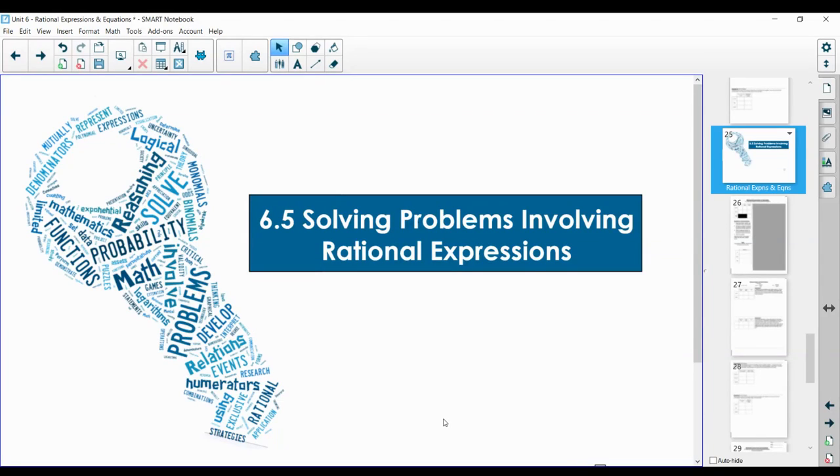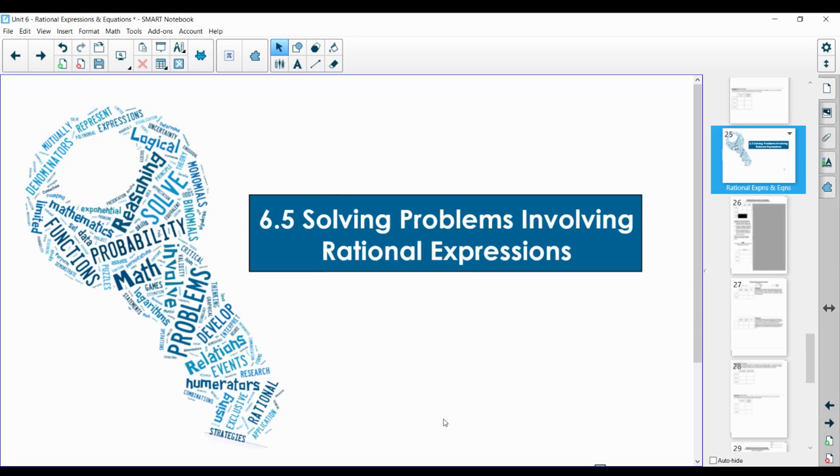All right, welcome guys. Today we are going to be looking at the last lesson in this unit. So we've been doing rational expressions and equations, and at the start of this unit we had worked on simplifying expressions, and then in our last lesson we were looking at solving rational equations, and today we're going to be solving rational equations again, but we're going to be doing that with word problems.